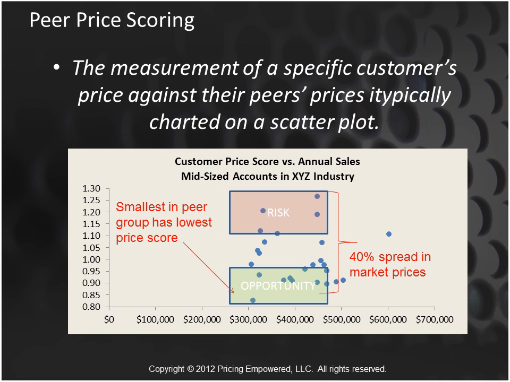In this example, you can see the difference from the highest price score and the lowest price bands from about 0.82 to 1.25, a greater than 40% spread in market prices. And the lowest price in this peer group is the smallest customer. Think about the implications of this type of spread.